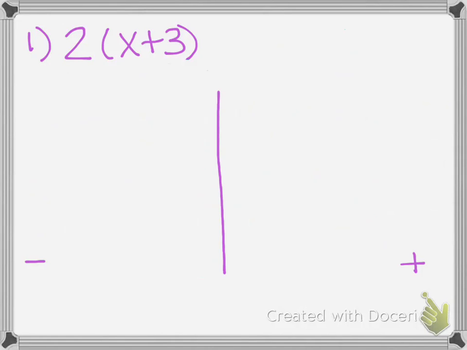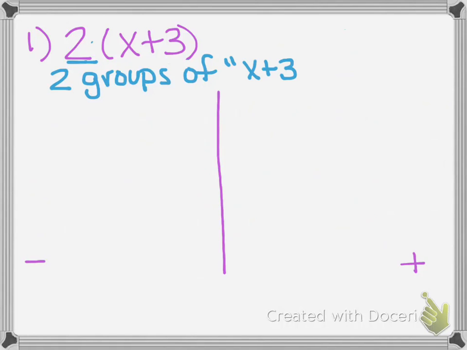Now, the rest of the examples illustrate the distributive property. So the first thing that I want you to know is in a problem like this, there is invisible multiplication between the 2 and the parentheses, and we would read this as 2 times the quantity of x plus 3. Now we're going to do this drawing a picture first. So our picture needs to show 2 groups.